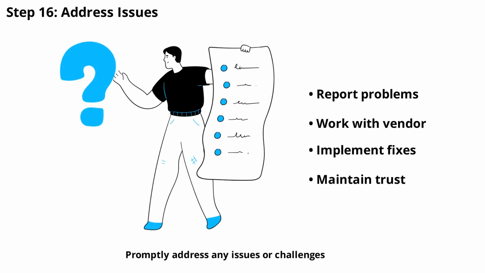Promptly address any issues or challenges that arise with the SSO solution. Establish a clear process for reporting and resolving problems. Work closely with the vendor and IT team to troubleshoot and implement fixes. Quick issue resolution maintains trust and ensures uninterrupted access for marketing team members.